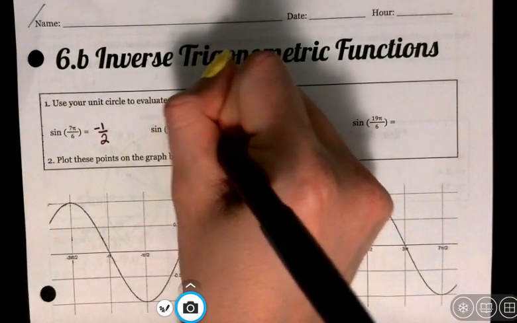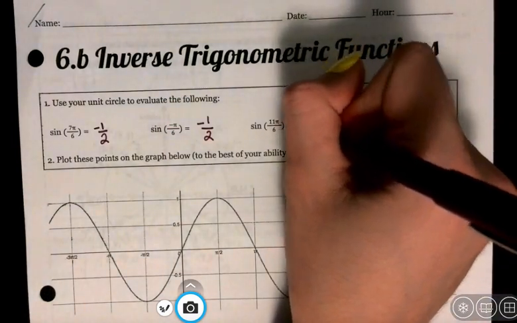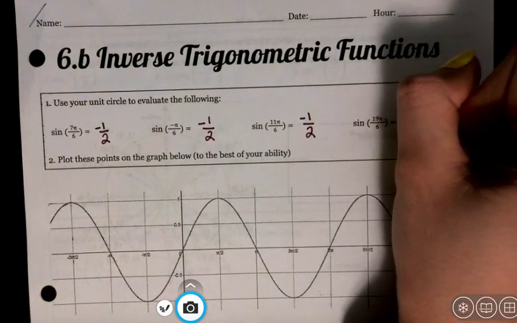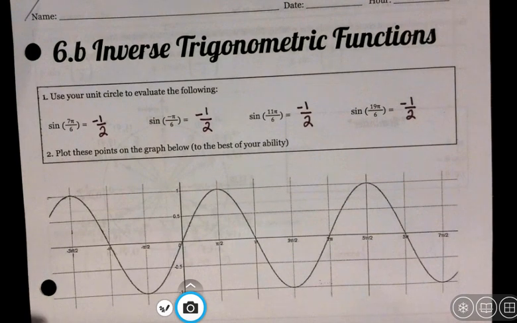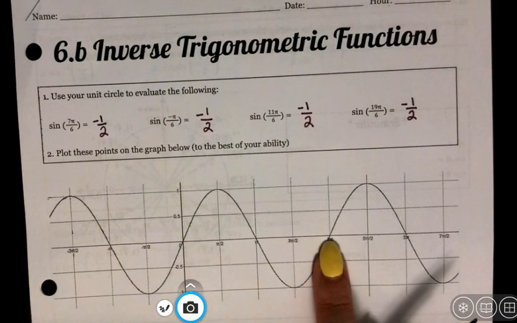All right, so sine of negative pi over 6 is negative 1/2. Sine of 11 pi over 6 is also negative 1/2. And then the last one is also 1/2. So when it says to plot the points on the graph below, this is our sine curve because we know it starts in the origin and the period ends at 2 pi.